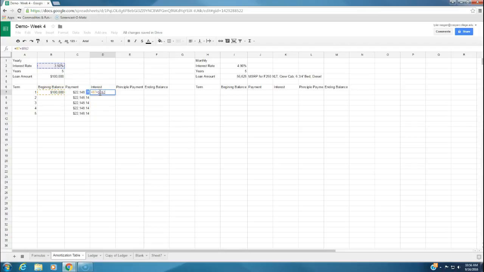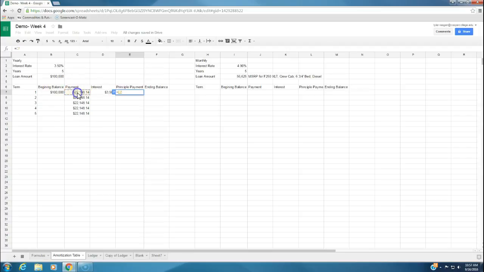So we lock in that cell, and we figure out that in the first year, at a 3.5% interest, we're going to be paying $3,500 in interest off of this $100,000 loan in that first year. So we're paying $22,148 on the payment. $3,500 of that is interest. The remaining of that is the actual payment that you pay on the principal. So this is the loan amount. This is the principal of the loan, this $100,000.